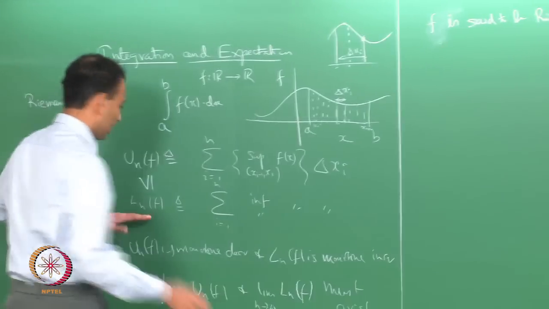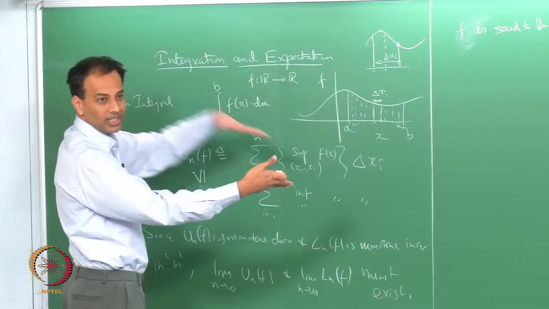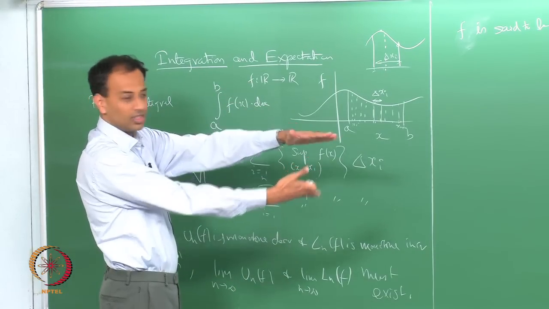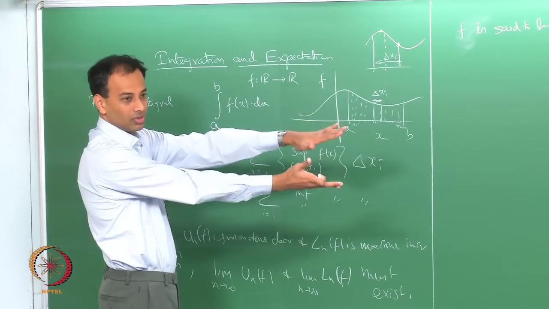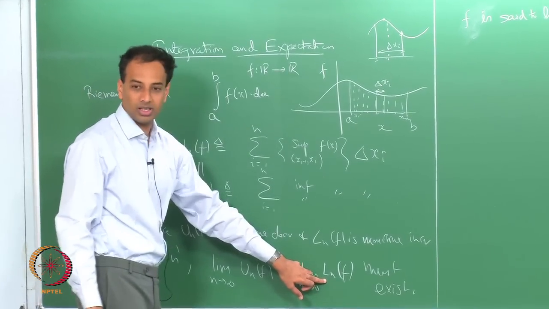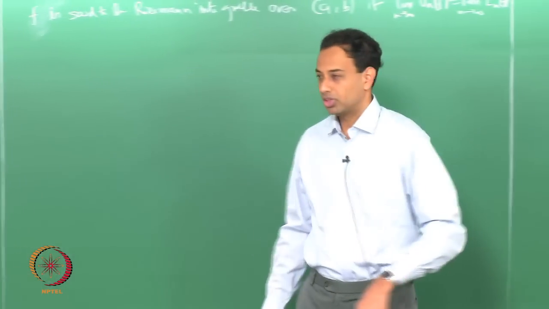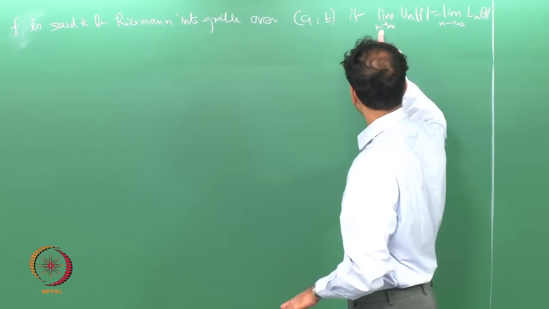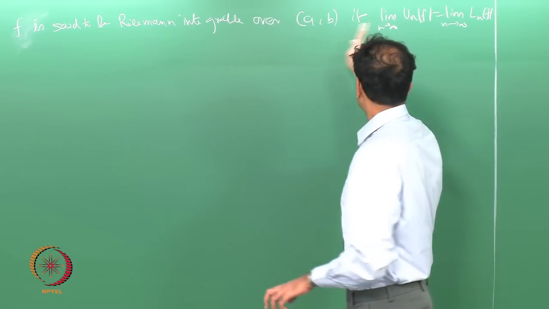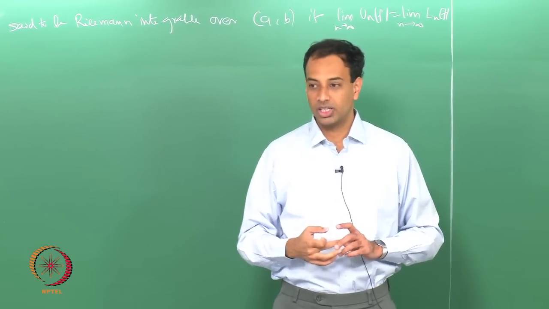What we are saying is that Ln of f is an increasing sequence in n and Un of f is a monotonically decreasing sequence in n. They must both have some limit. The limit may not be the same. But if the upper integral and the lower integral are both equal, we say that f is Riemann integrable over the interval a b. And this common value is known as the integral of f over a to b.